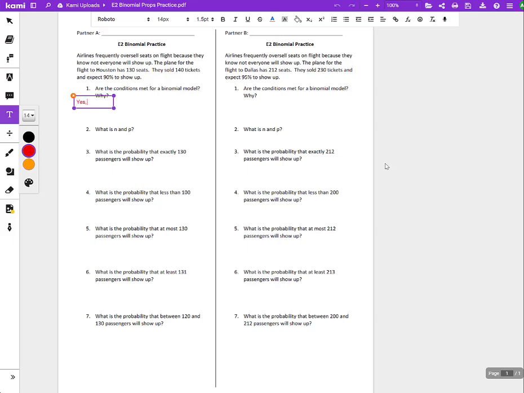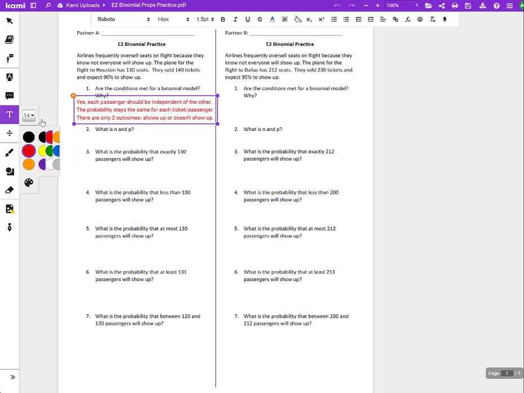So yes, each passenger should be independent of the other. The probability stays the same for each ticket or passenger, right? And let's see, independent, and there are only two outcomes. Shows up or doesn't show up.